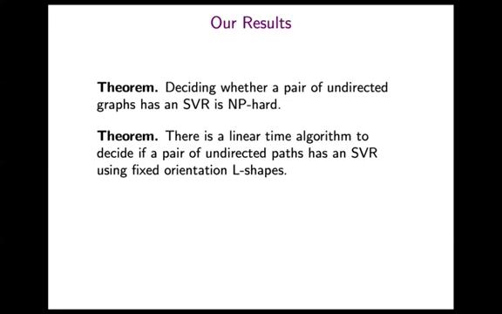In our second result, we give a linear time algorithm to decide if a pair of undirected graphs has a simultaneous visibility representation using fixed orientation L shapes. Ben will discuss this result in much more detail in the latter half of this talk. But to get things started, let's first take a quick look at our hardness result.